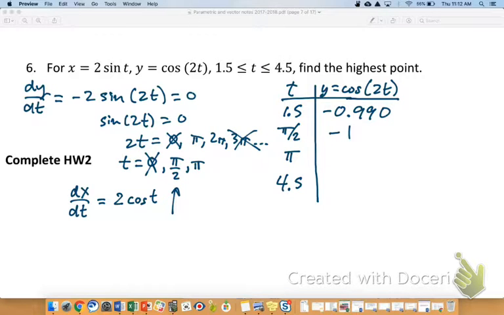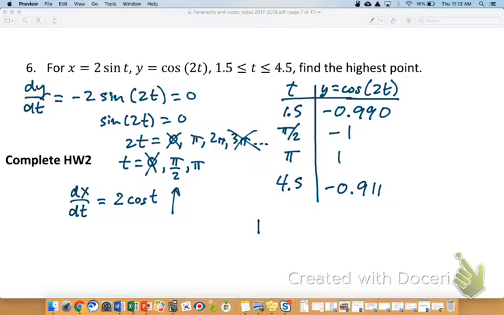Plug in pi, we get 0. Or 1, I mean, yeah, because we're talking about cosine, not sine. And then cosine of 9, I don't even know. What is that? It's about -0.911. Okay. So then all we have to do now is look at those outputs and ask ourselves which one's highest, right? Because we're looking for the highest point.